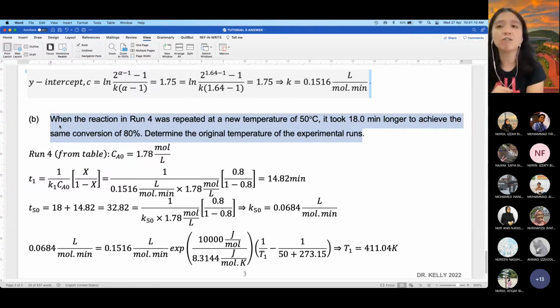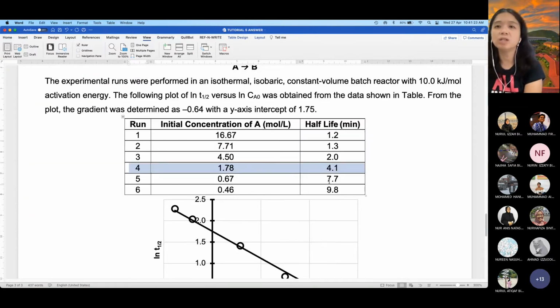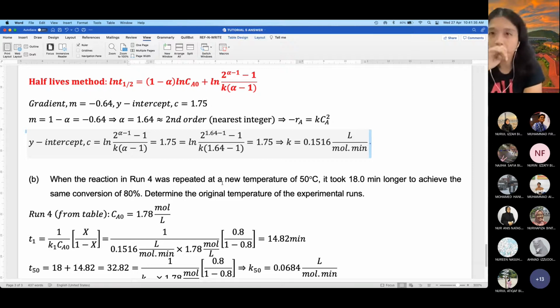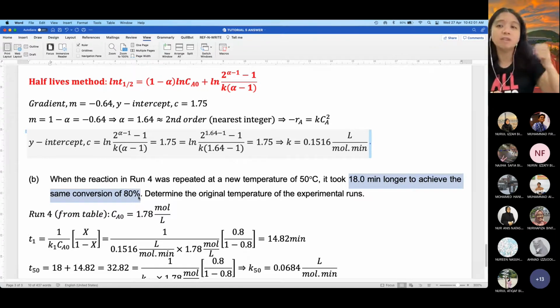Dia kata, reaction run 4. Okay, kita kan half-life method kan kita ada banyak, kita kena buat different run, right? So dia talking about run 4 ni, dia repeat balik run 4 ni. Tetapi run 4 ni means dia akan menggunakan CA0 1.78. They will still use the CA0 of 1.78. Dia run again the experiment, tapi dia run pada new temperature of 50 Celsius. And dia kata bila saya run balik run 4 ni yang CA0 1.78 pada suhu baru 50 Celsius, the reaction takes 18 minutes longer to achieve conversion 80%. So run 4 saya run pada suhu baru, saya dapati yang I found that it takes me 18 minit lebih lama untuk mencapai conversion 80% berbanding eksperimen yang sebelumnya.